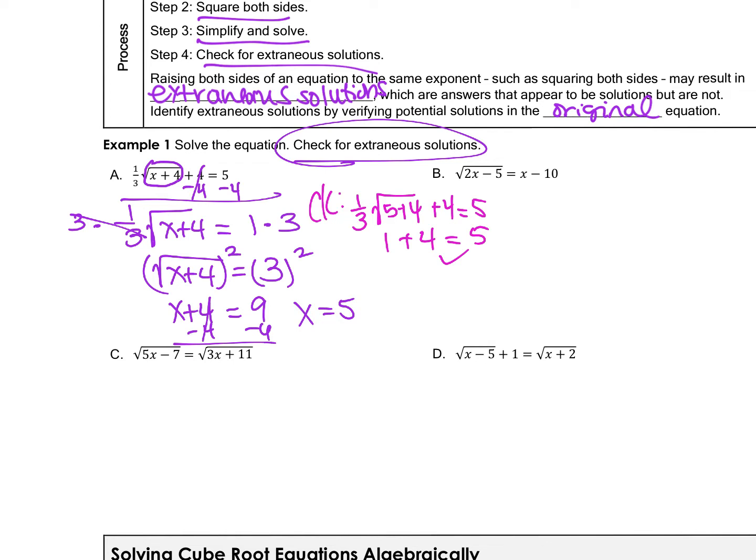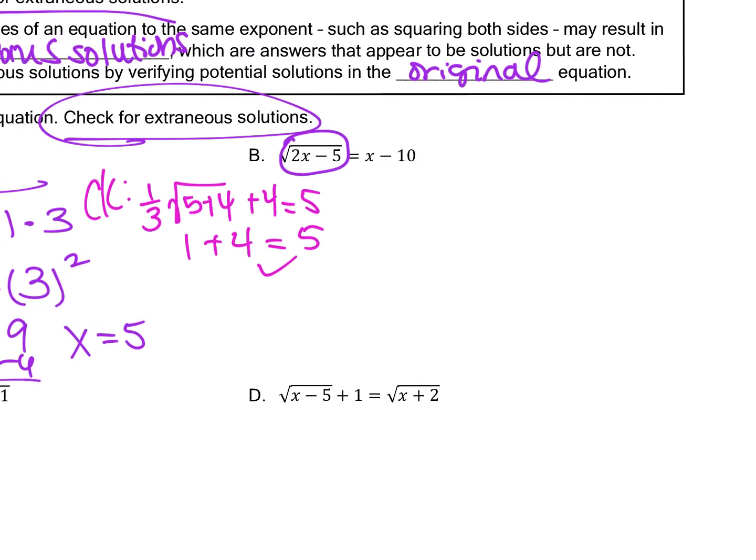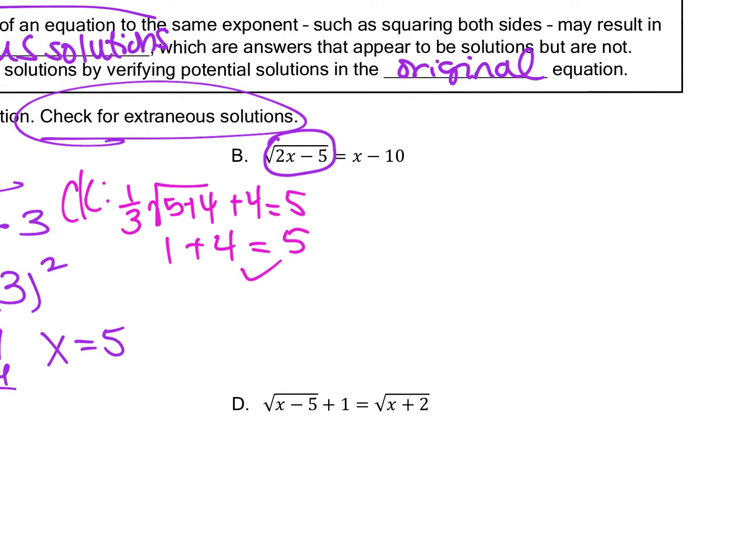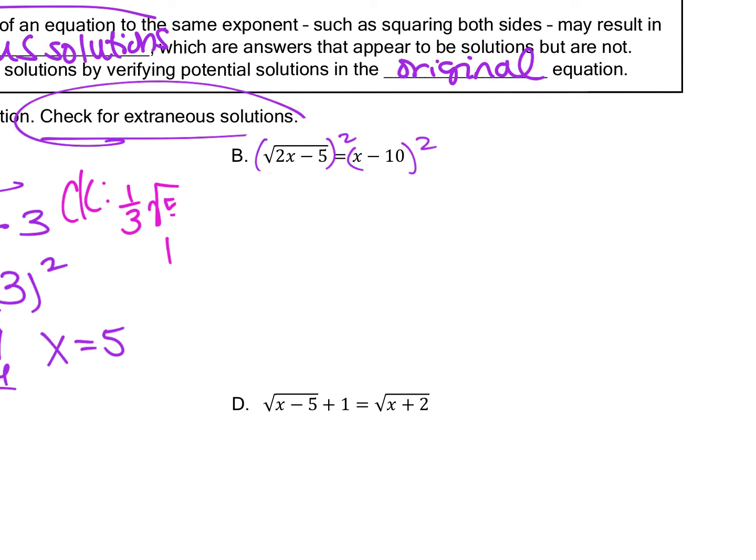Okay, so let's look at part B. Notice part B, we want to look at our radical. Notice it's already isolated. So since it's already isolated, I can go straight into getting rid of that square root by squaring. So I'm squaring both sides because whatever I do to one side, I must do to the other. So that gets rid of the radical on the left.